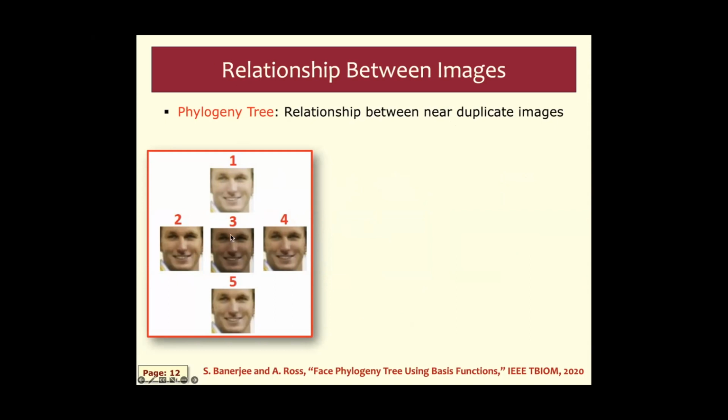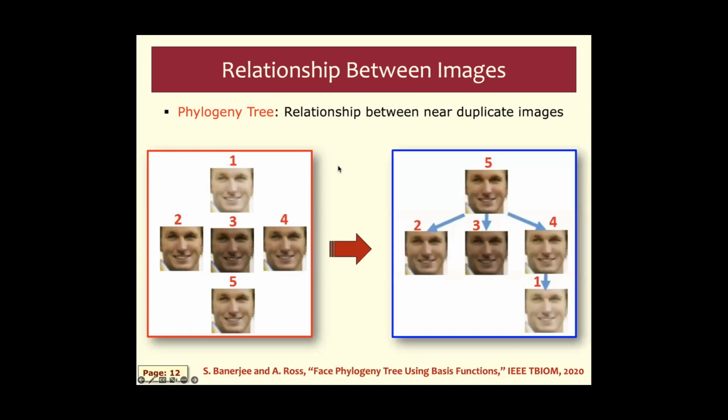So here you see 5 images labeled as 1, 2, 3, 4, 5. And the word phylogeny, which is clearly borrowed from genetics, is basically allowing us to create a tree-like structure, which tells us that image number 5 is the original image. So we call that the root image. And from 5, you have derived 2, 3, and 4. And from 4, you have derived 1.